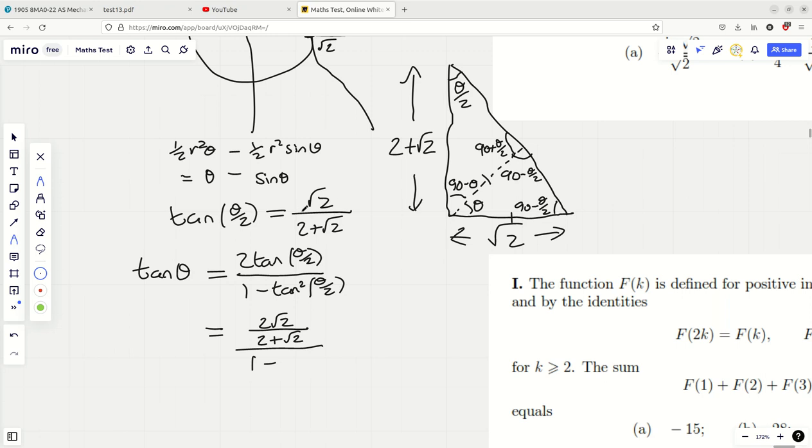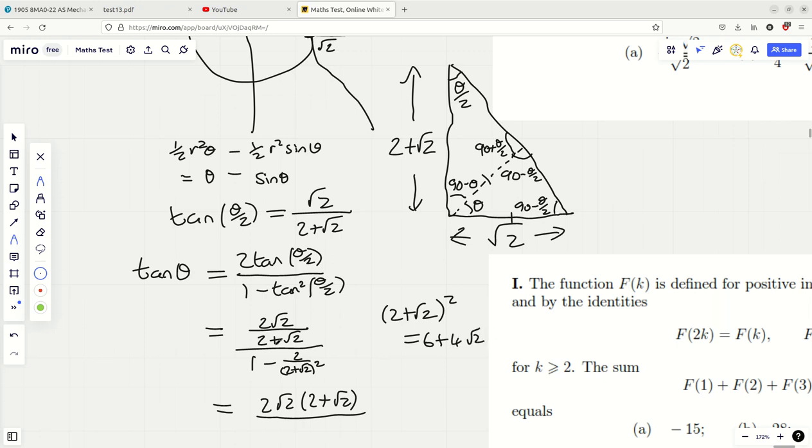Now, very quickly in our heads, if we square that, we're going to get 2 over 2 plus root 2, all squared. And I times top and bottom by 2 plus root 2 all squared. And I got 2 root 2 times 2 plus root 2 over... Now, this is going to be 2 plus root 2 squared. And by the way, hopefully you can do these quickly, 2 plus root 2 squared is going to be 6 plus 4 root 2.